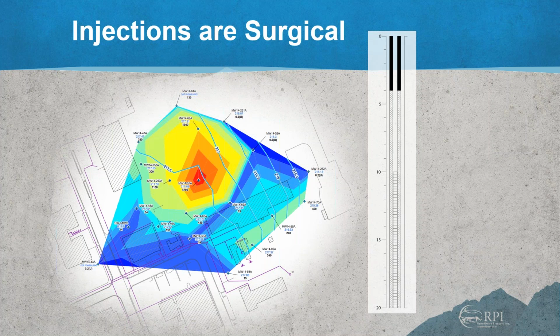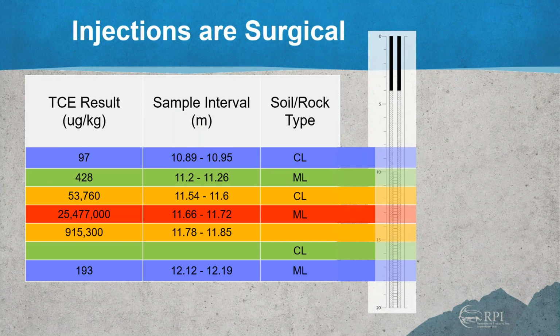The course was just gonna focus on injection of slurries, of which a lot of these products that use carbon-based injectates, they're slurries. RPI, all of our products are slurries when they're injected in the ground. And injections are very surgical. So here's some actual data from a chlorinated solvent site that was here in Denver. And you can see how the concentration of TCE is changing as a function of depth.